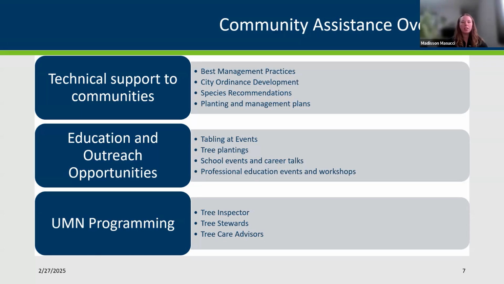Tree Care Advisors, on the other hand, is a program that aids in the development of environmentally focused residents through education and the promotion of volunteerism. Tree Care Advisors are individuals who go through a training program and then are able to serve in volunteer roles as educators and facilitators in urban and community forestry spaces across the state.